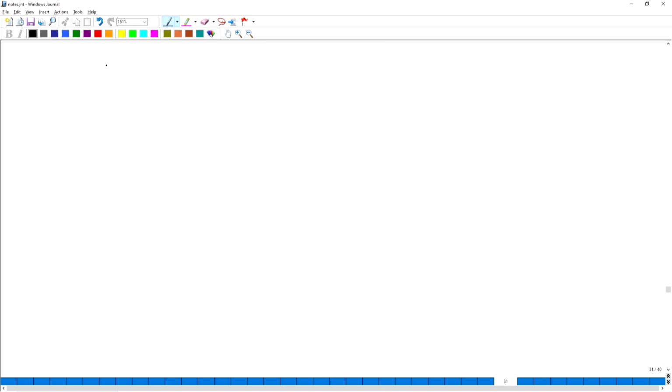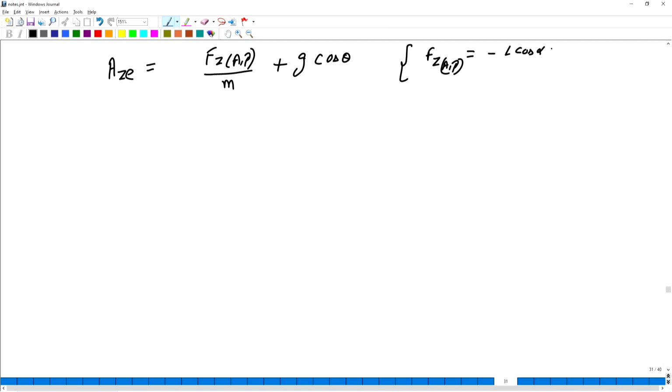Now here AZE can further be written as forces in the body z direction, which are nothing but the aerodynamic and propulsive forces divided by m, plus g cos theta. And further, if you want to write it, FzA comma p is minus L cos alpha minus D sin alpha. I am writing in this format because we will be using this in our simulation.